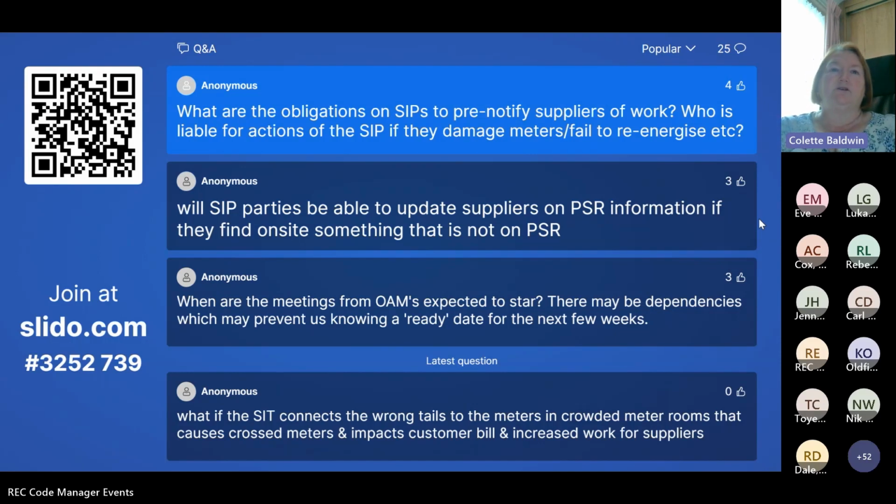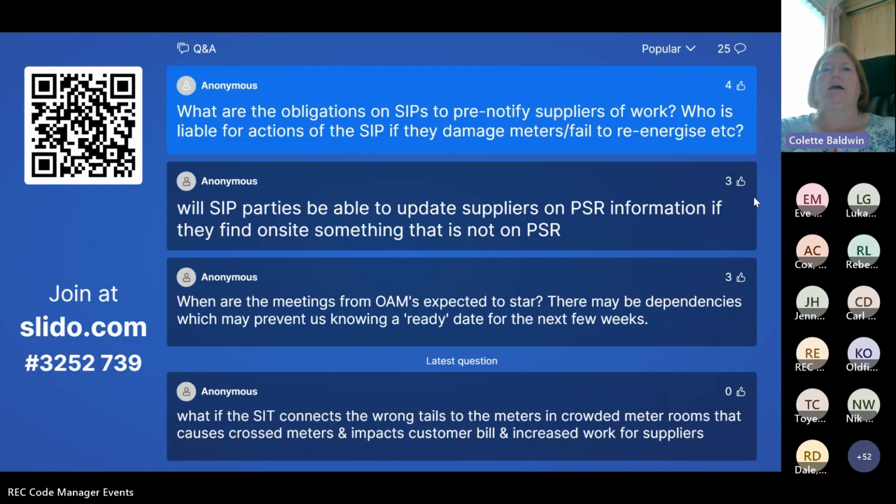Who is liable for the actions of the SIP if they damage meters or it fails to re-energize, etc.? So the SIP is a MEM first and foremost. Please don't forget that. Ultimately, the MEM is qualified to work on a metering point. They've got all the requisite skills and training to be accredited as a REC MEM, and therefore it's unlikely the SIP will damage the meter.